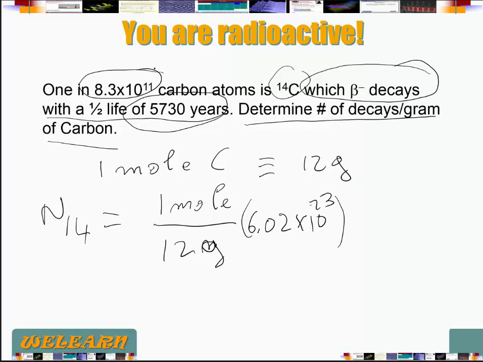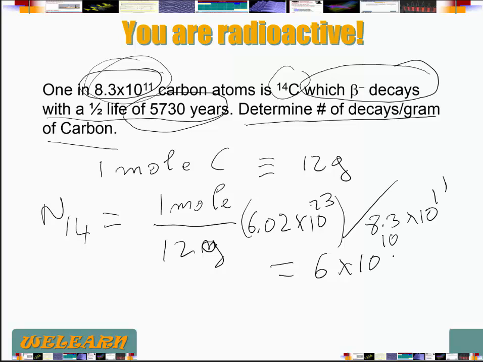And then we divide that by the percentage of carbon atoms that are carbon-14. So this is 8.3 times 10 to the 11. Okay, so this gives us 6 times 10 to the 10 atoms of carbon-14 per gram.